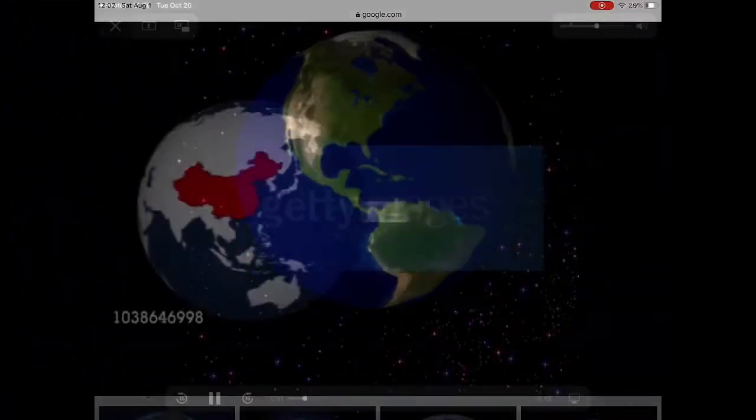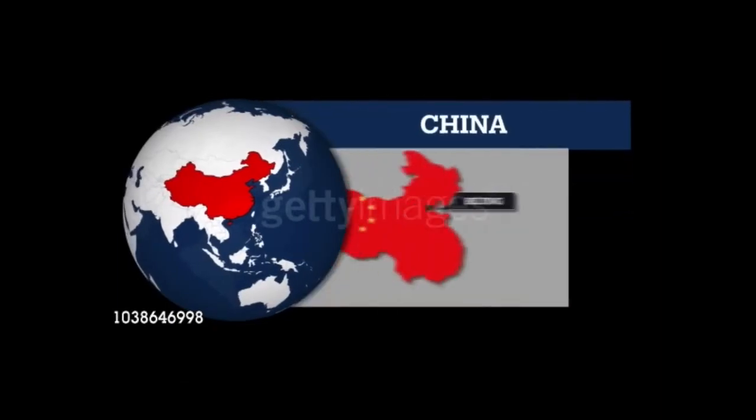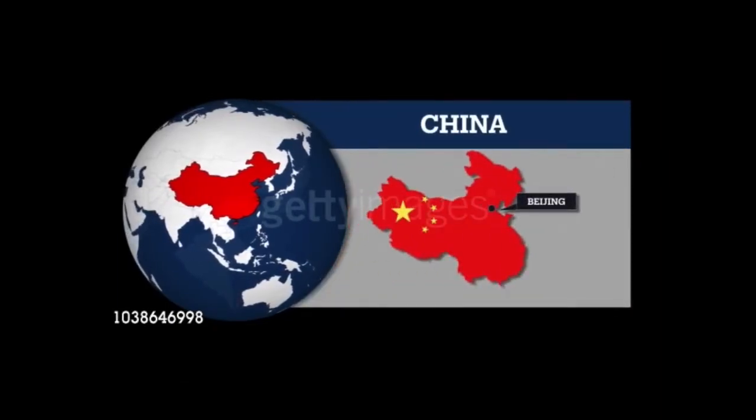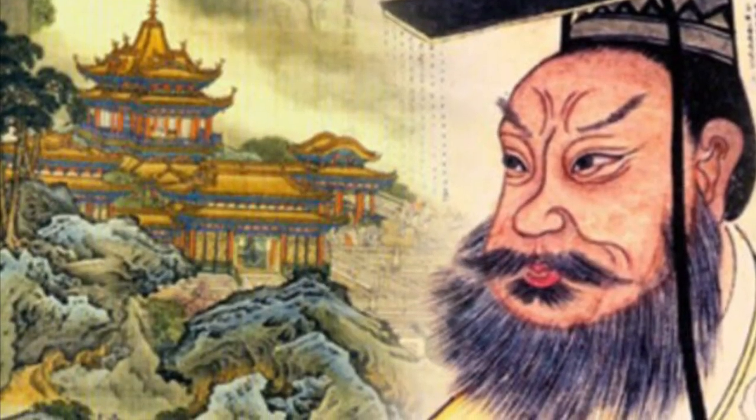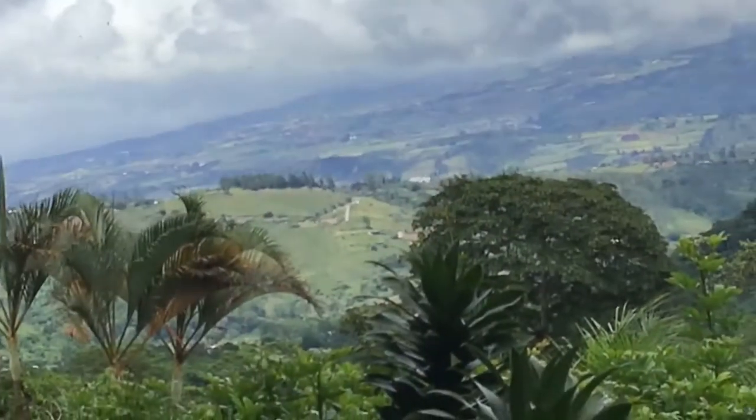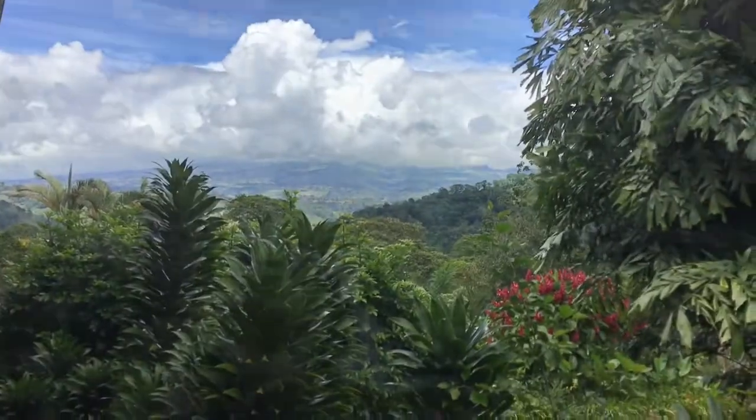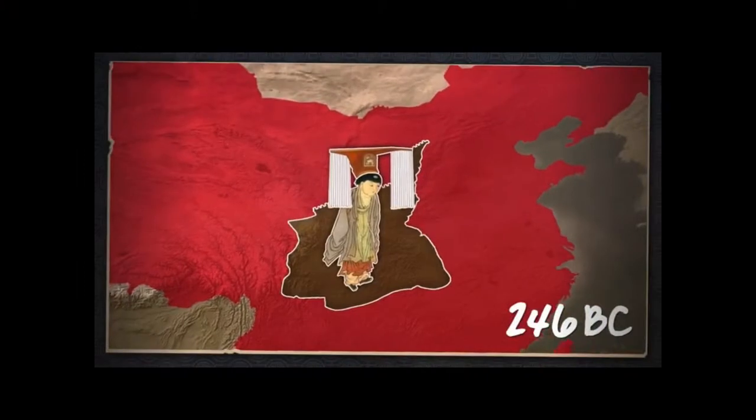That's our beautiful globe, and in Asia we find China, remember? We're going back today to learn about the history of the first emperor. Today we're learning about Shi Huangdi, the first emperor of China. He was only 13 years old.